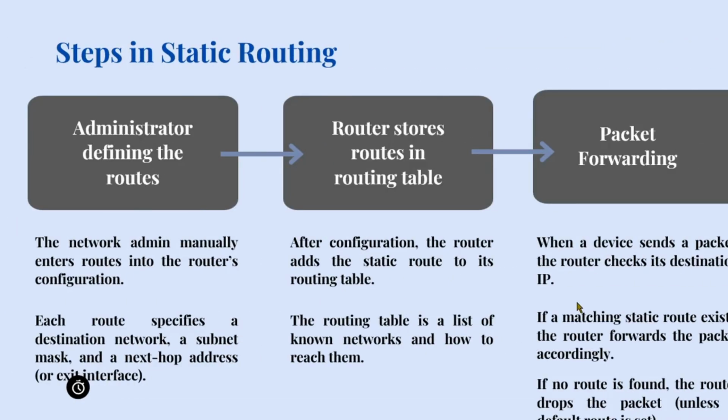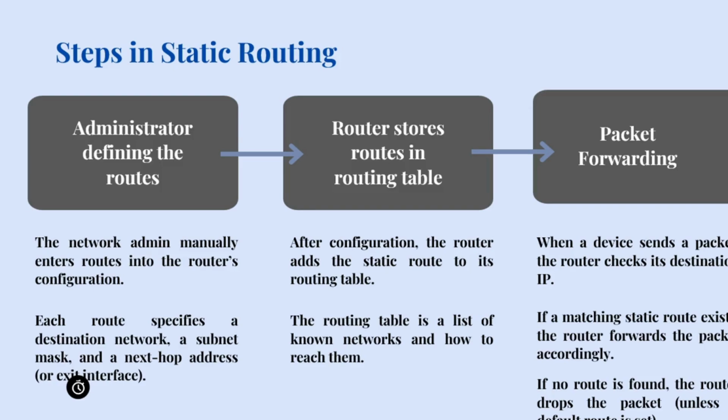Now let us talk about the steps involved in static routing. The first step is that the administrator defines the routes. The network admin manually enters the routes from the source to the destination. The route will specify the destination network, subnet mask, and the next hop address. We will see an example for this in the next slide, but this is the first step. Then in the second step, the router will store this route, which is mentioned by the administrator, in its routing table. The last step is packet forwarding.